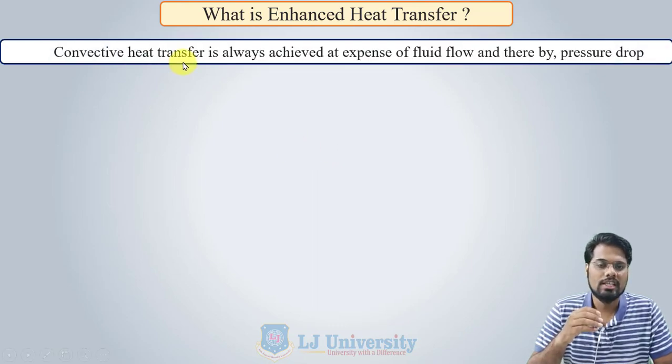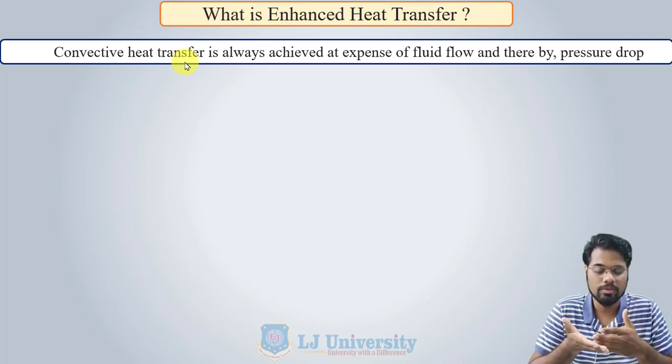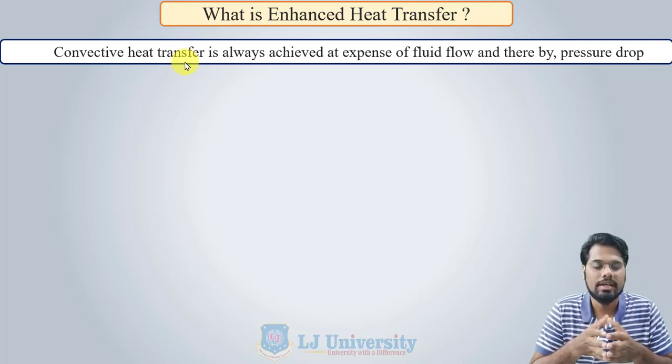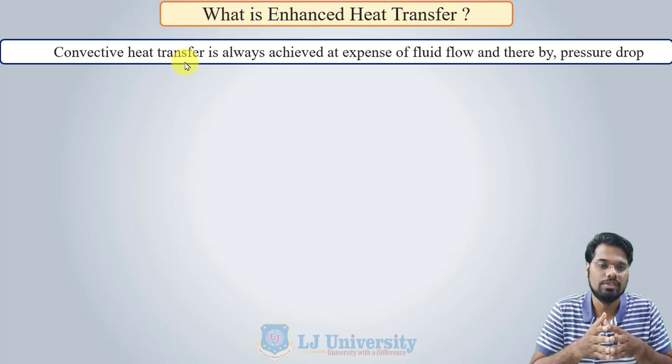Convective heat transfer is always achieved at the expense of fluid flow and thereby pressure drop. We know that whenever there is heat transfer between a solid boundary and a fluid, it is by convection mode. So we know that Q is equal to h A delta T. If we want to increase the convective heat transfer rate, we can do so by increasing the value of h, which is the convective heat transfer coefficient.